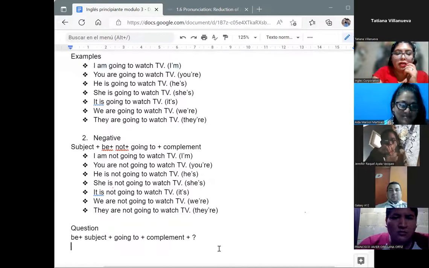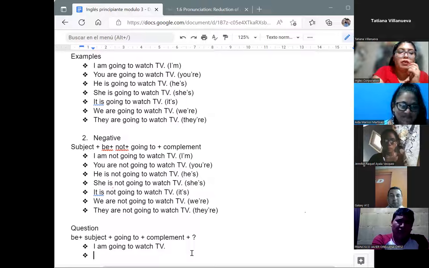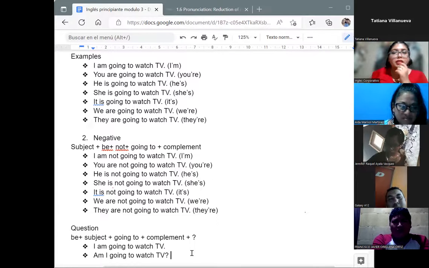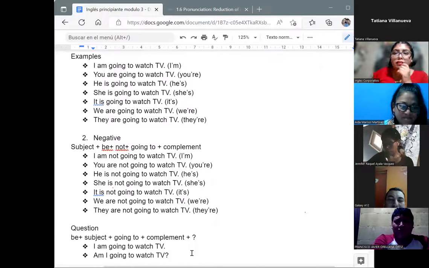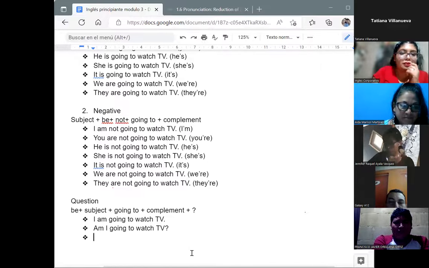So, in this case, let me take this sentence because I'm going to make the change of the order. Vamos a cambiarle el orden. Here we have, I am going to watch TV. If I'm going to write this sentence in a question, I'm going to change the order. I'm going to write, am I going to watch TV? Y ahí está la pregunta. Simplemente vamos a cambiar el orden del inicio de nuestra oración. Am I going to watch TV? ¿Voy a ver yo la televisión? No, maybe not. Maybe yes. I don't know. So we're going to continue with the other sentence.